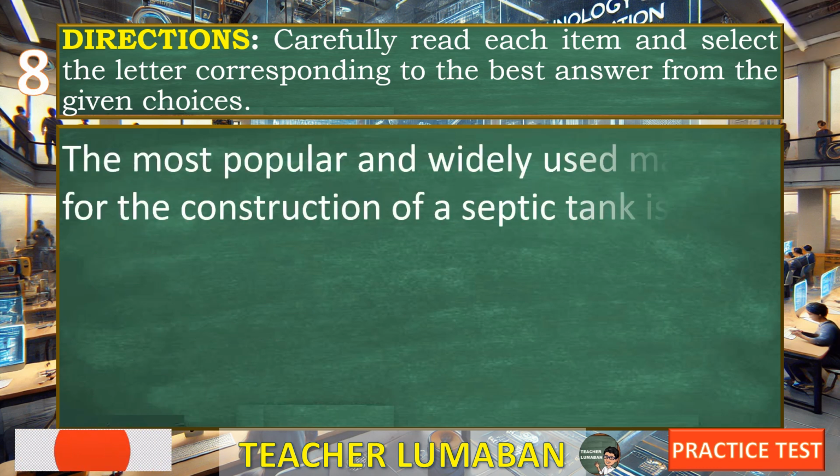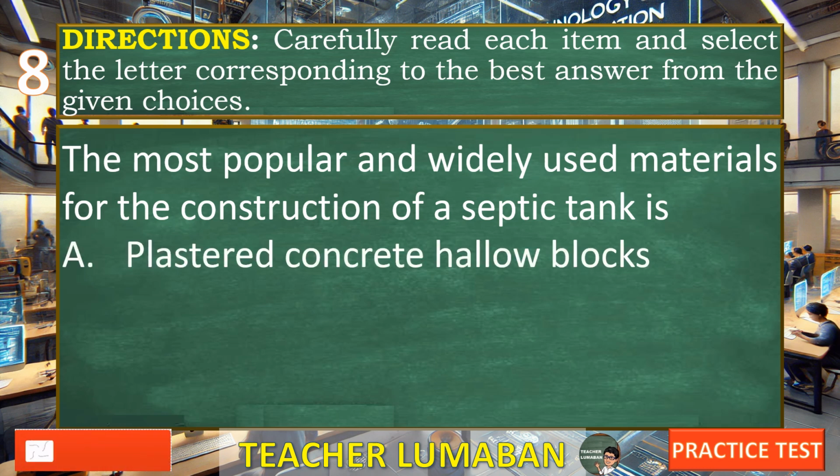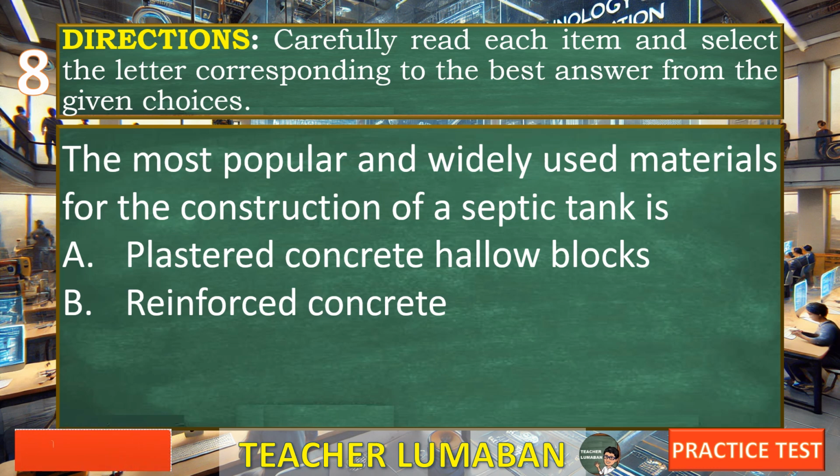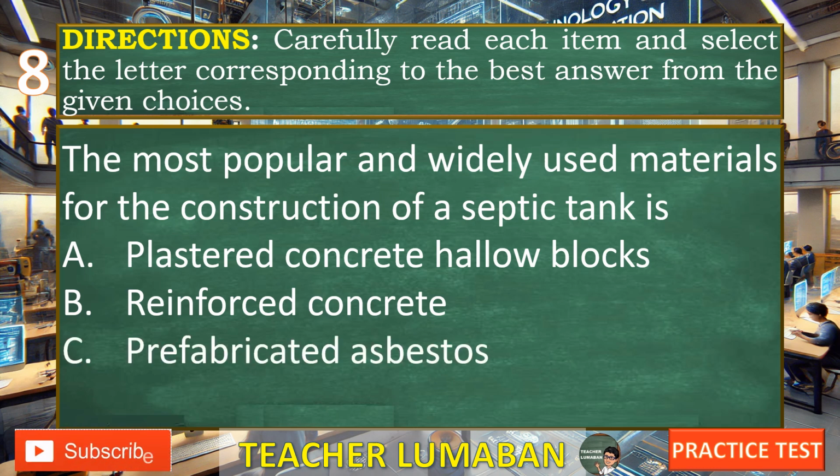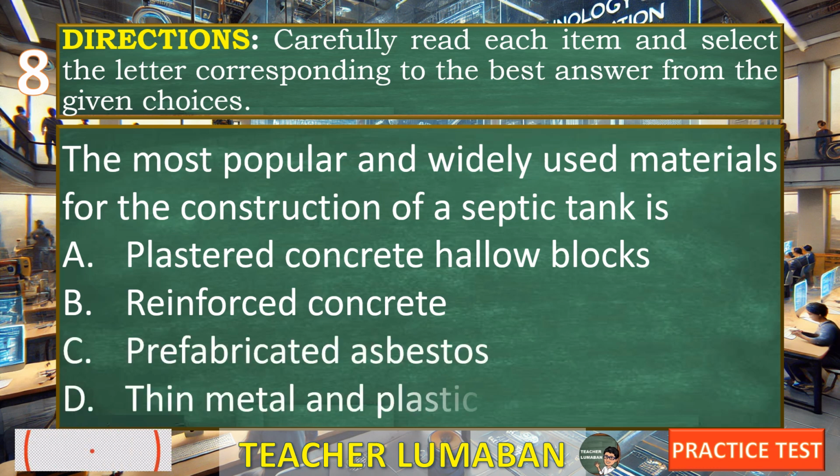The most popular and widely used materials for the construction of a septic tank is: A. Plastered concrete hollow blocks, B. Reinforced concrete, C. Prefabricated asbestos, D. Thin metal and plastic.